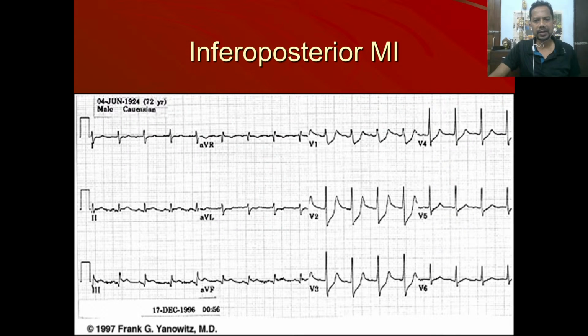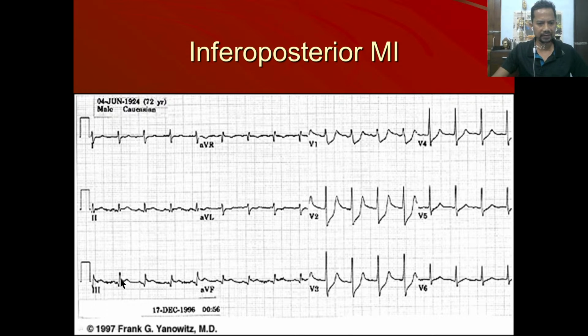Then posterior MI we have discussed. This is inferior posterior MI, again with subtle ST elevation. Don't wait for the patient to develop 2 mm of ST elevation so that you can say the criteria is now met and this is MI. That MI criteria we will meet, but you have to pick up the MI before that. That will set you apart from the others. That is how good you should be.